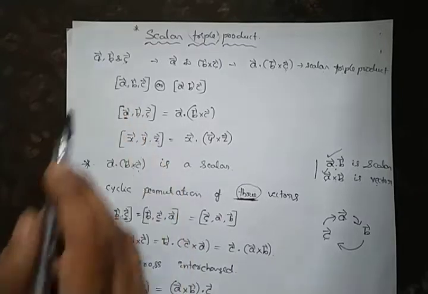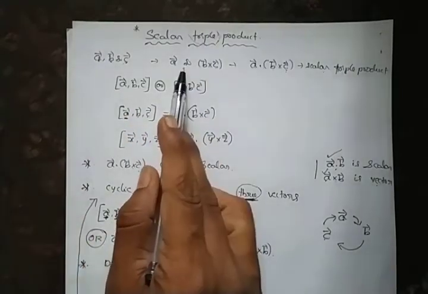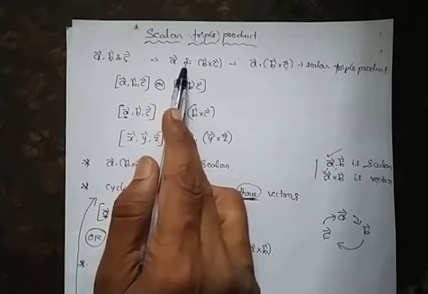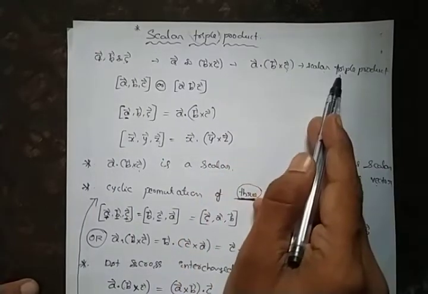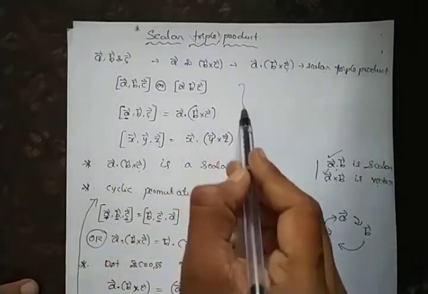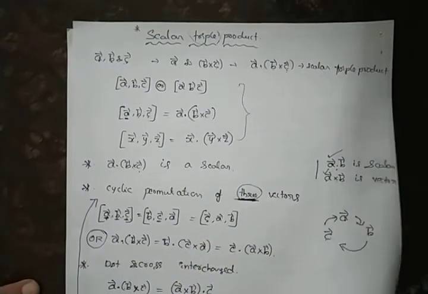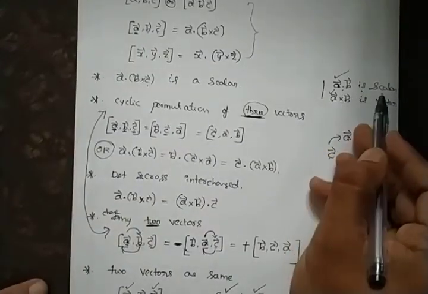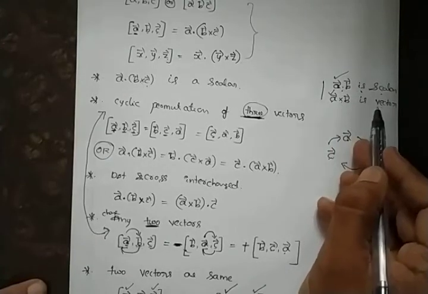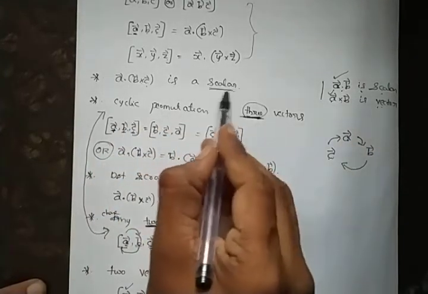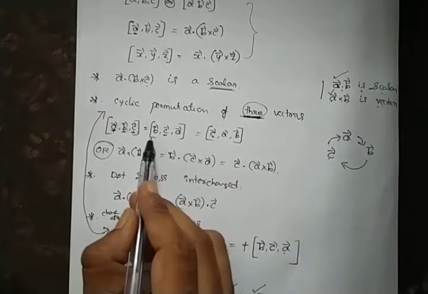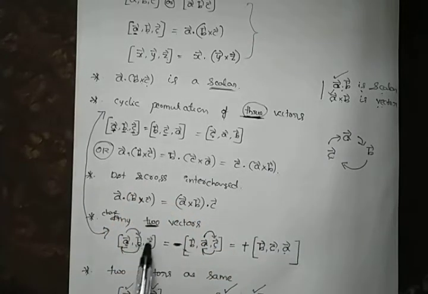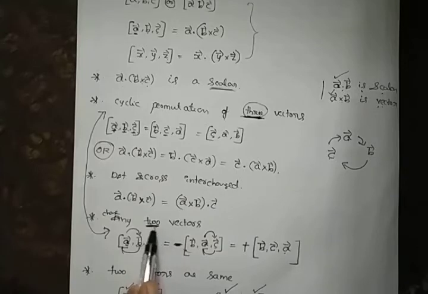Let A, B, and C be any three vectors, then the scalar product of A and B cross C, A dot B cross C, is called the scalar triple product. This I have already explained in the starting itself. We know that A dot B is a scalar, A cross B is a vector. A dot B cross C is a scalar quantity. If we apply cyclic permutation, then the value does not change. If we interchange any two vectors in the scalar triple product, then the sign changes.